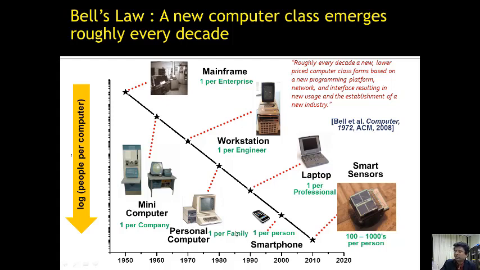and if you go one more decade down, we'll see one laptop per professional, and if you go one more decade, one smartphone per person. If you go one more decade down, you'll see smart sensors, but in this case not one but hundreds of sensors per person. That is a huge change in this decade. So when we are talking about IoT, we are talking about a large number of sensors per person.